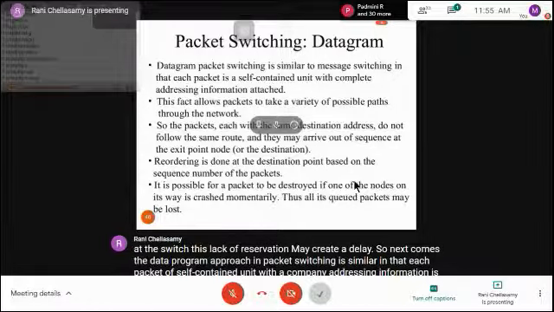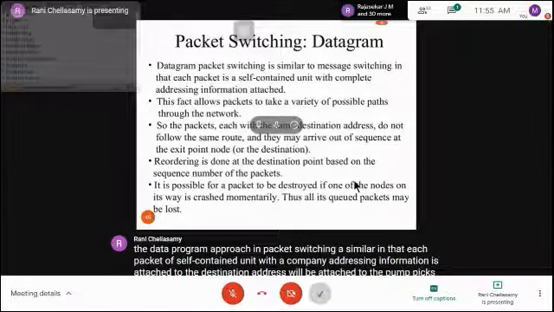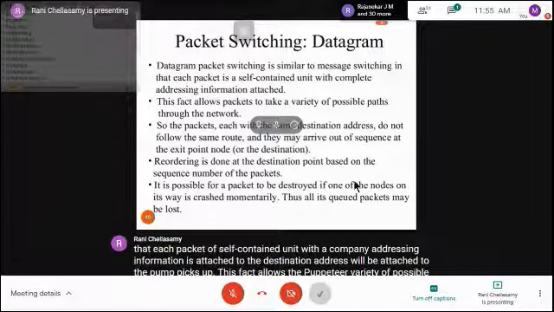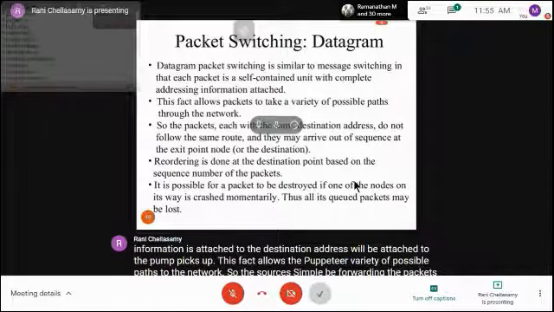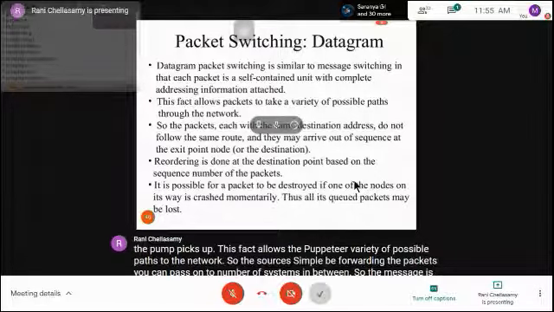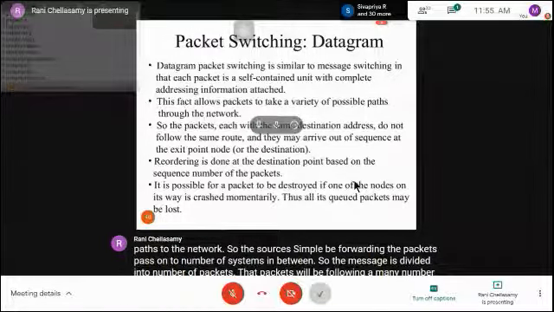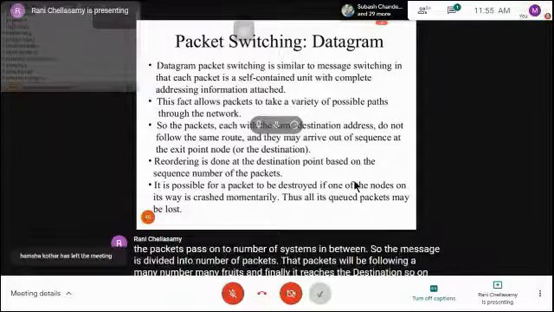So the source system will be forwarding the packets. It will pass on to a number of systems in between. The message is divided into a number of packets. Those packets will follow many routes, and finally reach the destination. At the destination, reordering of the packets will be done. This fact allows the packets to take a variety of possible paths through the networks.